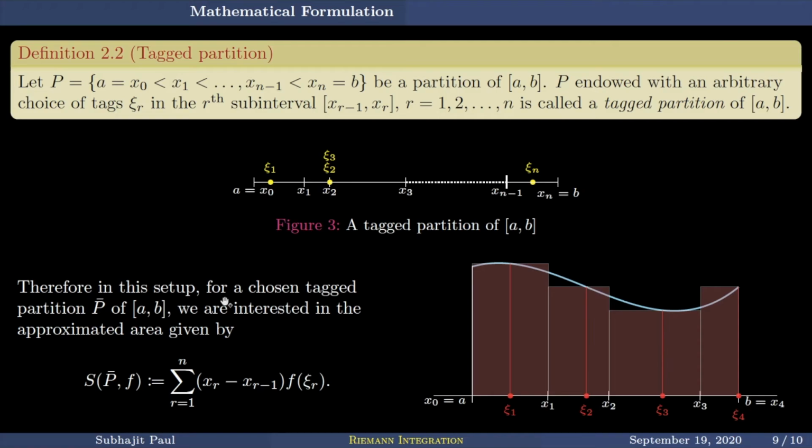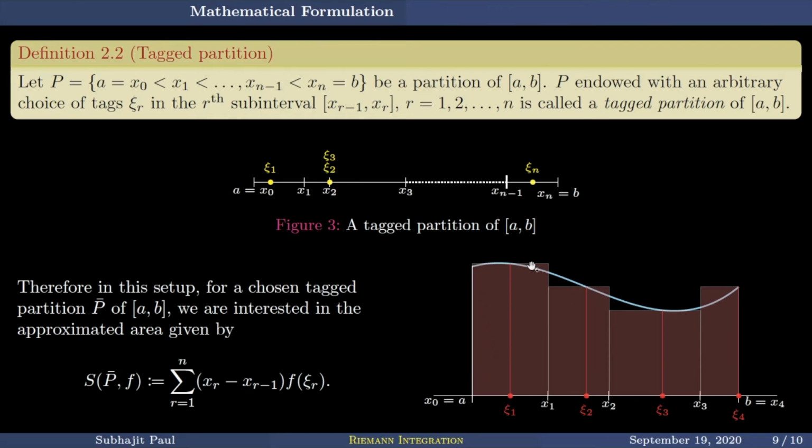Therefore, in this setup, for a chosen tagged partition, let me write P bar for a tagged partition and P without the bar for a non-tagged partition. For a chosen tagged partition P bar of [a, b], we are interested in the approximated area given by this one. What is this? Understand this one carefully. What is the thing we are actually after?